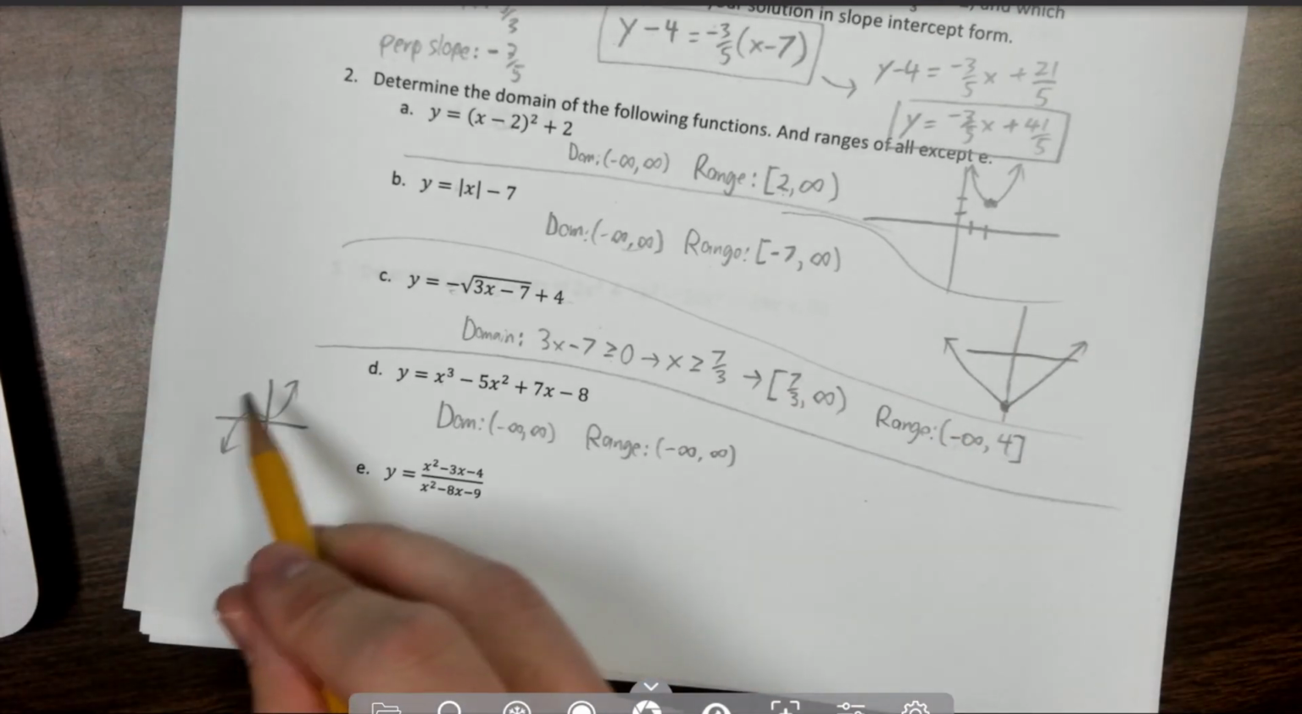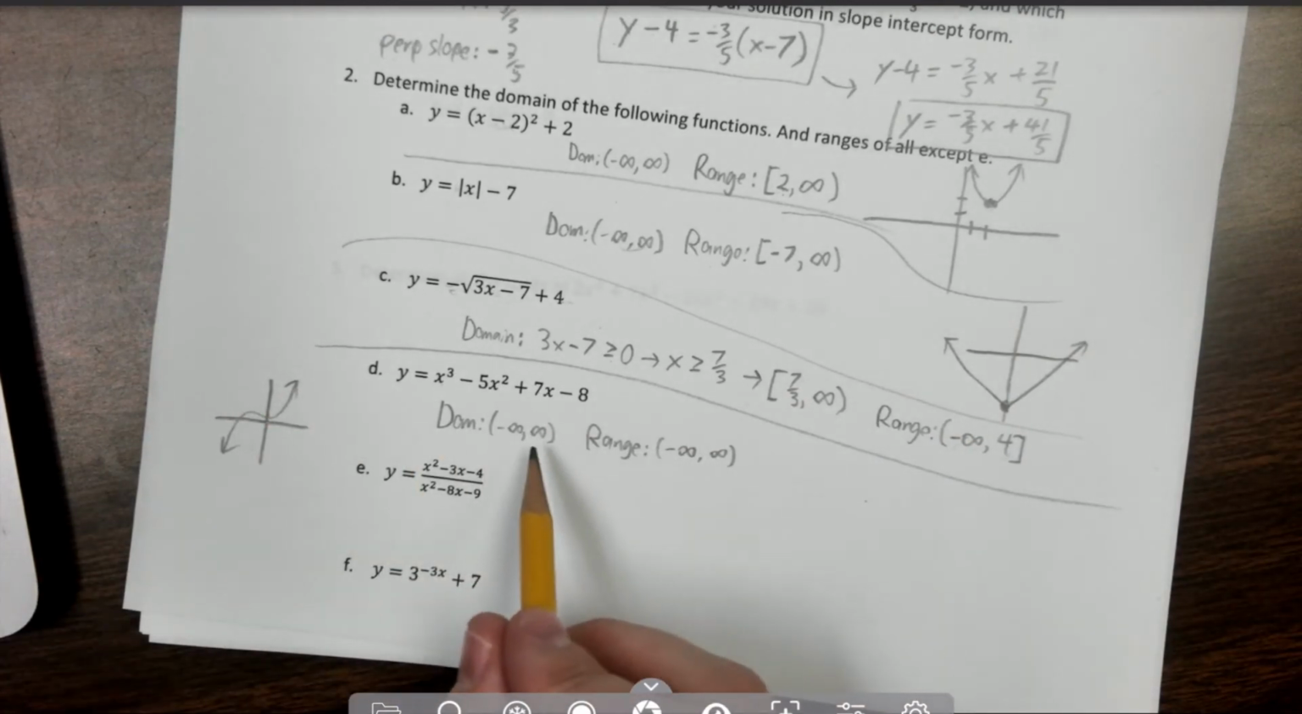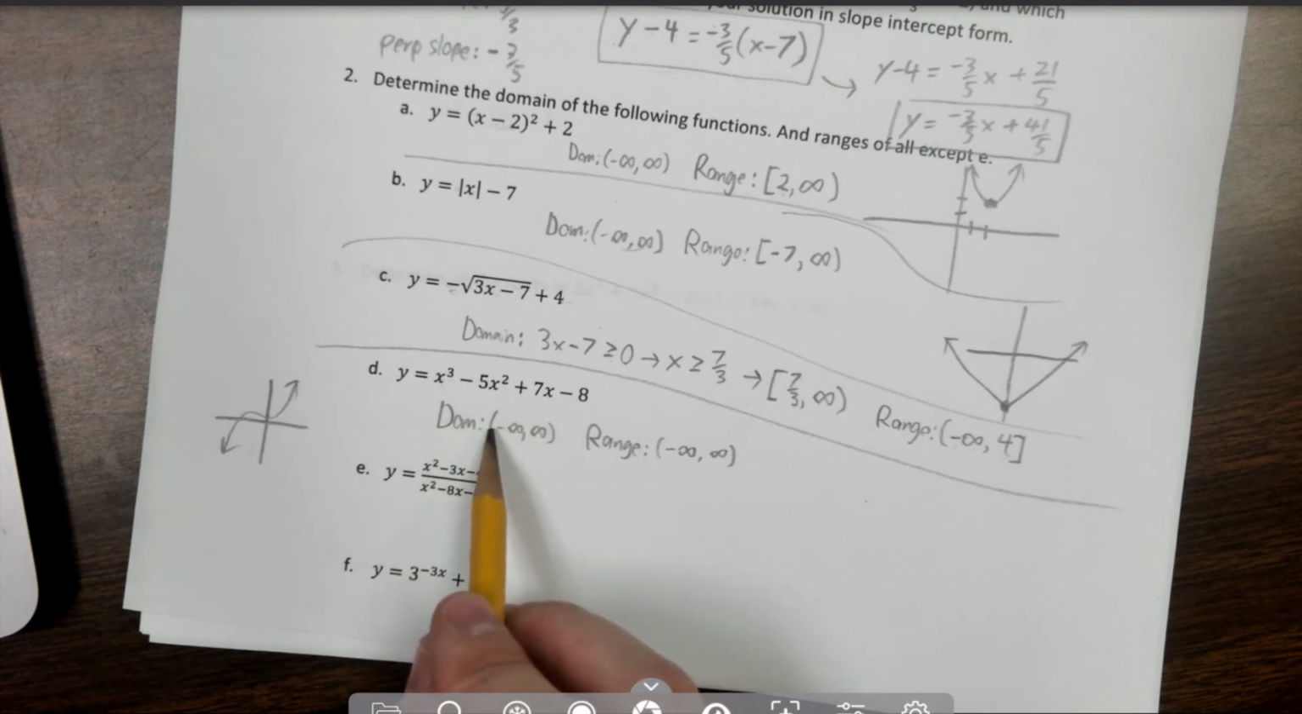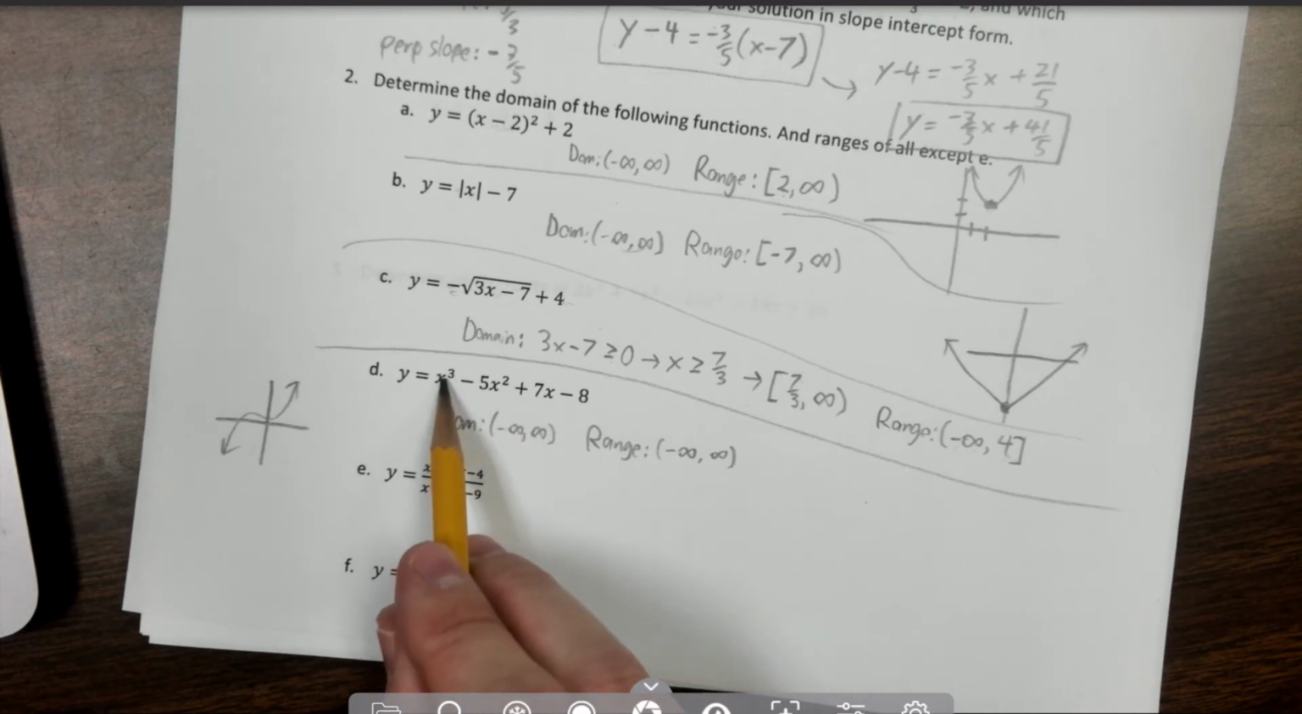So where am I getting this kind of picture from, or this idea from? Well, let's talk about it like this. Domain is what you're allowed to plug in. You can cube any number.